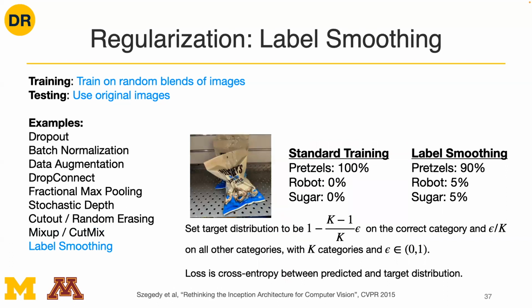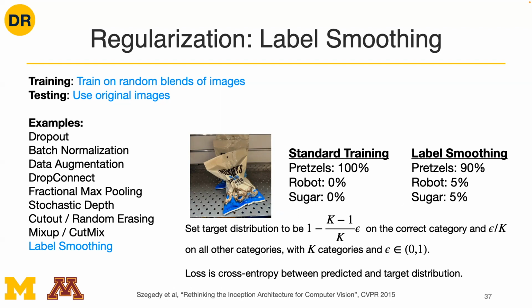Okay, another interesting case of regularization where we're going to change the labels is what's called label smoothing. This is an interesting one, and there's a little bit of intuition about why it might work. Let's say we're training our model to do classification. We have our pretzel bag again. Standard training might have a label that's a one-hot distribution: this is a pretzel bag with 100% certainty, and it's definitely not a robot, definitely not our sugar box from our props data set.